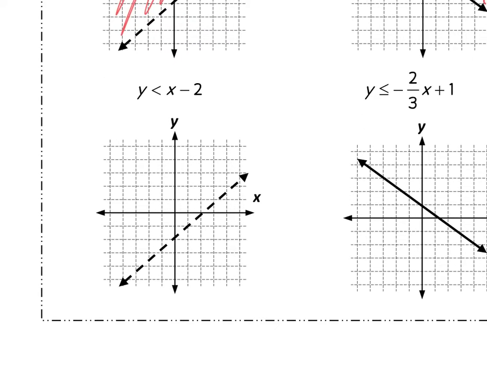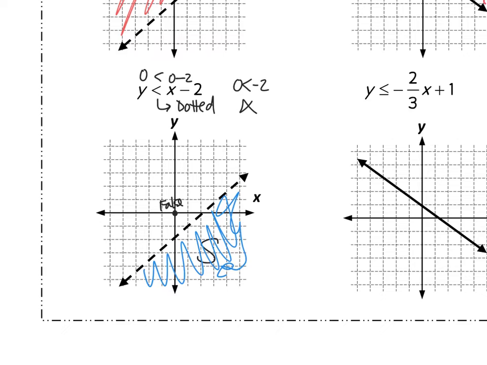Okay. Up here, again, we have a dotted line. That tells me dotted. And this one says less than. So hopefully you'll learn to see the pattern of what's happening here. But less than, again, if I picked a point and plugged it in, 0 is less than 0 minus 2. 0 is less than negative 2 is not true. So that means this is false, which means my shaded region is over here. Let's do a different color. So this is my shaded region.